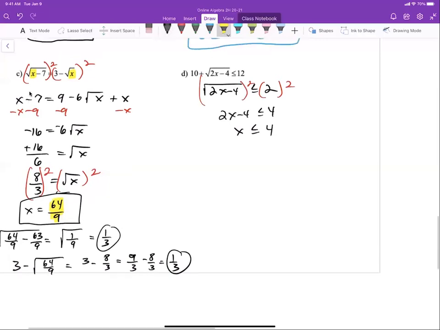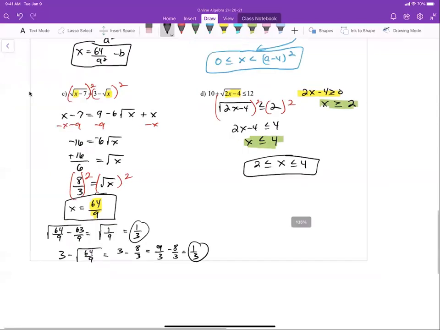Okay, now this is an inequality, and I have this under an even radical, so I have to find my original domain constraints, not less than, it's got to be greater than. It's got to be greater than or equal to 0. And we find that x has to be greater than or equal to 2. So I need to combine those two. So we're going to take this domain and this solution and combine it, and we will find that 2 is less than or equal to x, which is less than or equal to 4. And there is your solution to D.